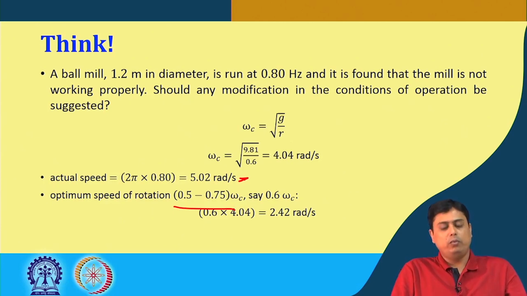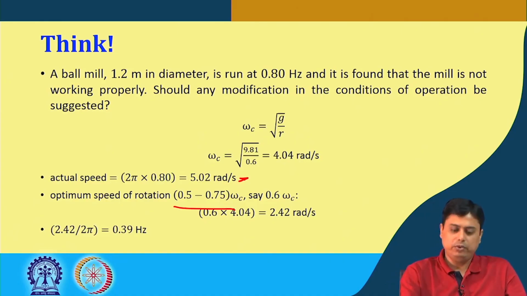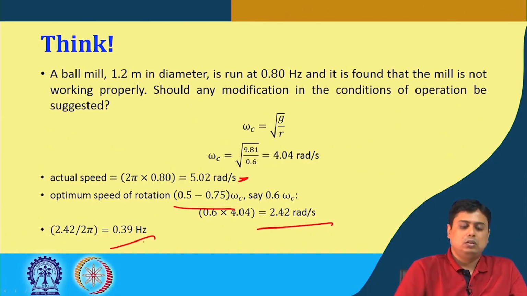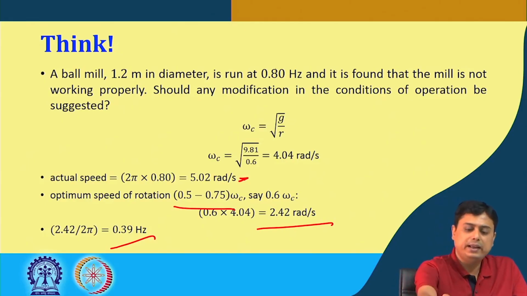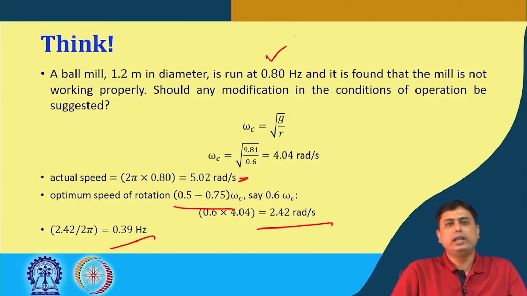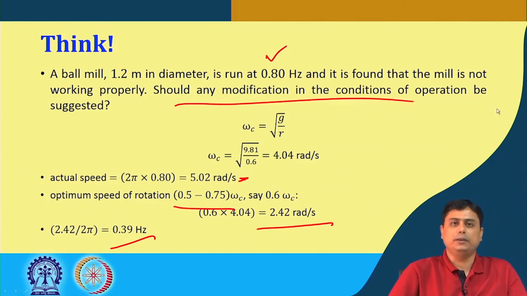So, basically we have to make it half of that actual speed in order to have an optimum operation of this ball mill. And if we convert this to frequency, we get 0.39 hertz, and it is currently running at 0.8 hertz. So, nearly it is operating currently at its double frequency. It should be half, and then it can operate smoothly.